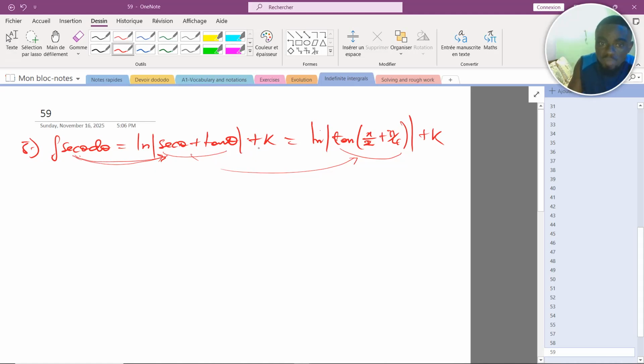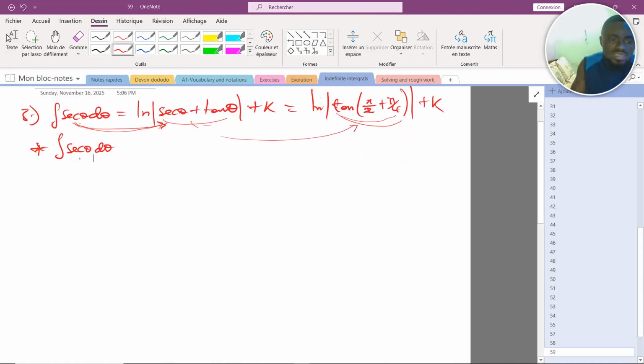The next part will be to prove that sec theta plus tan theta is equal to tan of x on 2 plus pi on 4. If I'm capable of proving that this is equal to this, then necessarily this answer will be equal to this answer. I hope we are clear. So for the first part of the integral, we are to prove this. So let's find the integral of sec theta d theta.